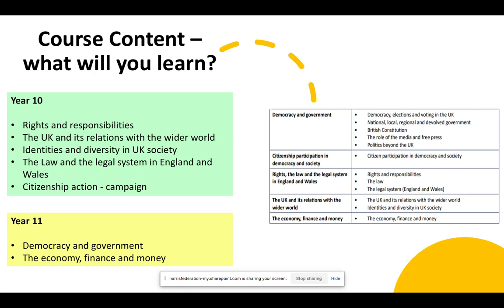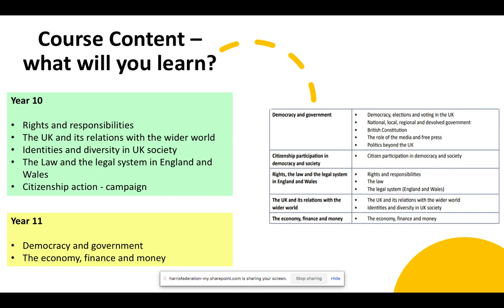We'll then move on to looking at the law and the legal system in England and Wales. So we'll look at the difference between criminal and civil law and the different courts that are involved in enforcing those types of law. And we'll then look at the roles within the legal system, such as the rights and responsibilities of the police and the different roles that citizens can play, such as the Police and Crime Commissioner, a PCSO, a special constable, a magistrate, etc.